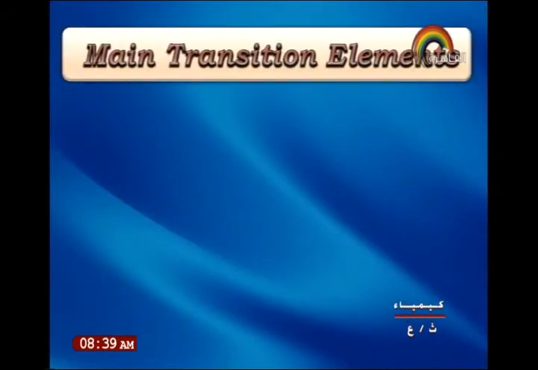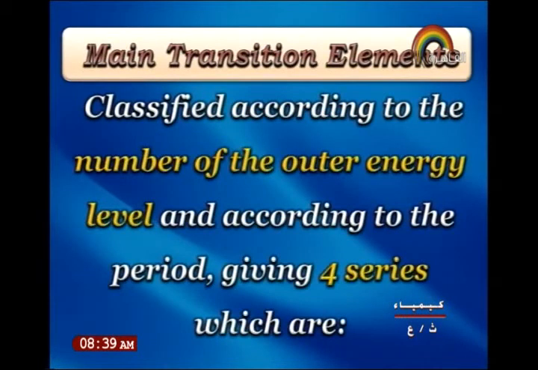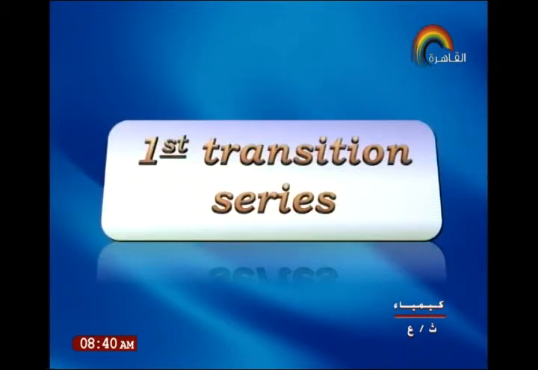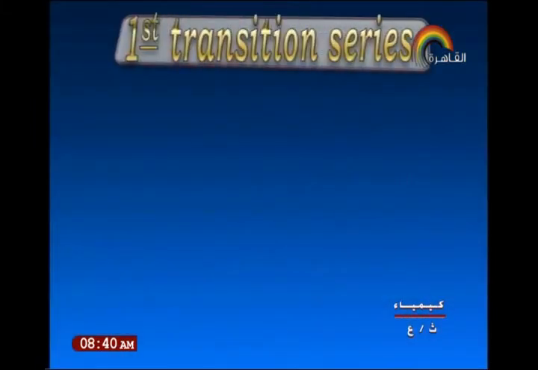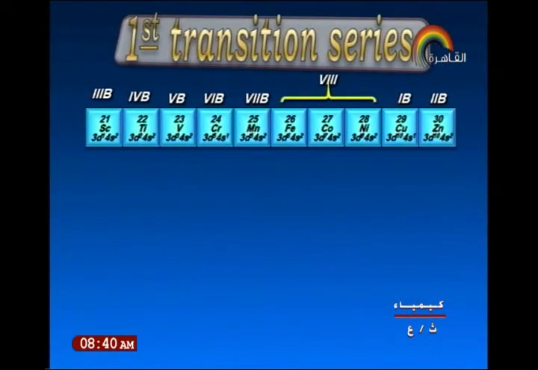Now, my dear students, the main transition elements can be classified according to the number of the outer energy levels and according to the period, giving 4 series, which are: first transition series. This first transition series includes the elements scandium, titanium, vanadium, chromium, manganese, iron, cobalt, nickel, copper, zinc. Their atomic number starts from 21 till atomic number 30 in zinc.